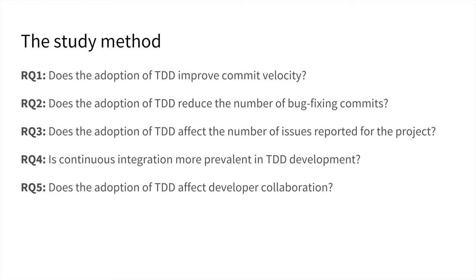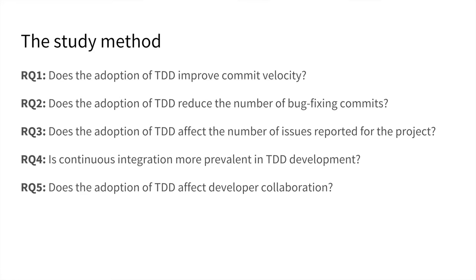The first one being, does the adoption of TDD improve commit velocity? According to the authors, this would be an indicator of productivity. To be able to answer this question, the authors extracted all the timestamps for the commits and calculated the average difference between commits in each repository.